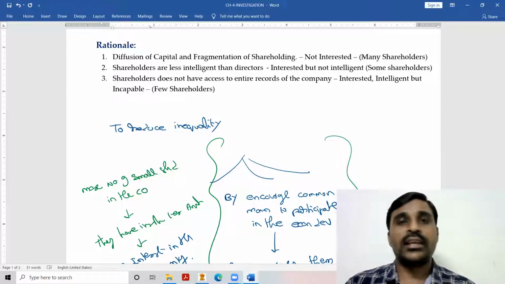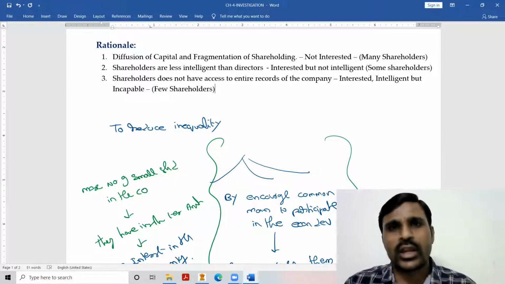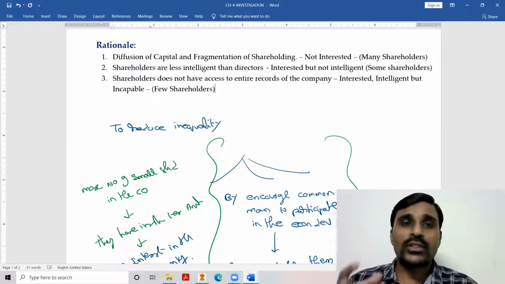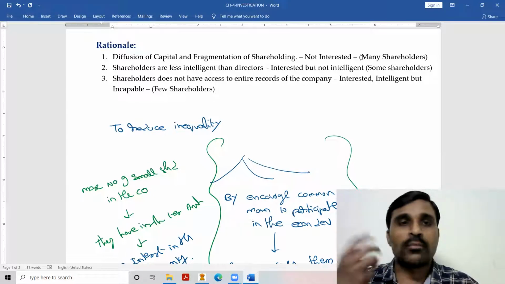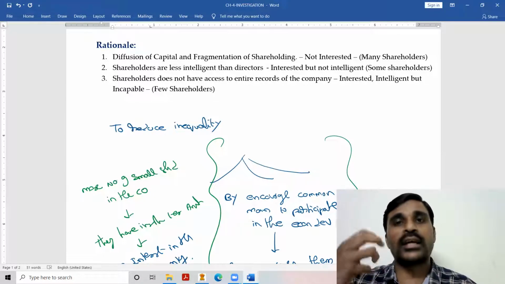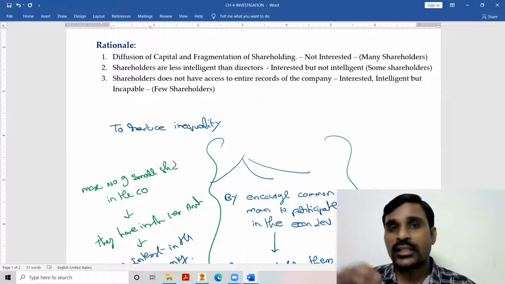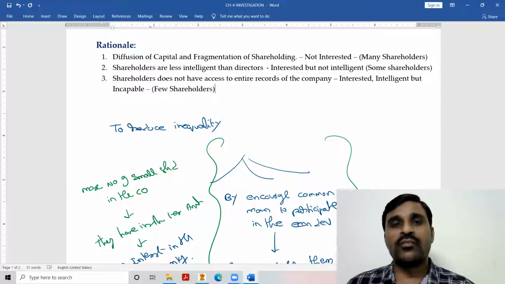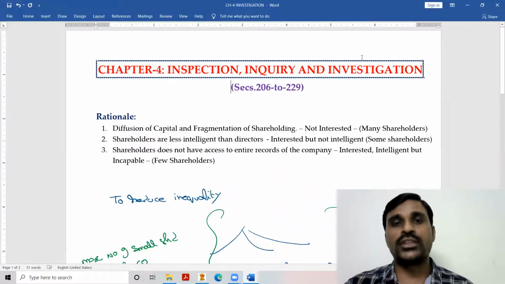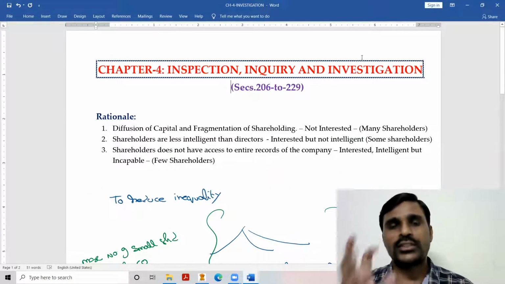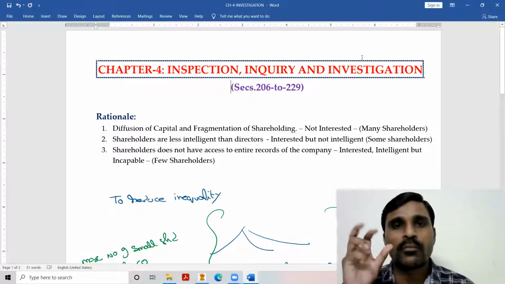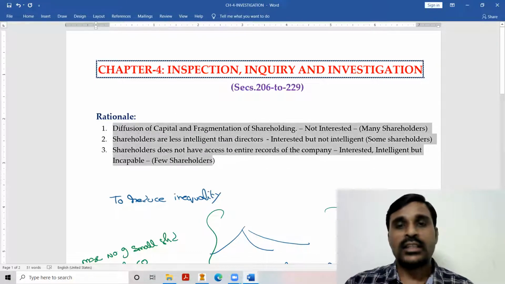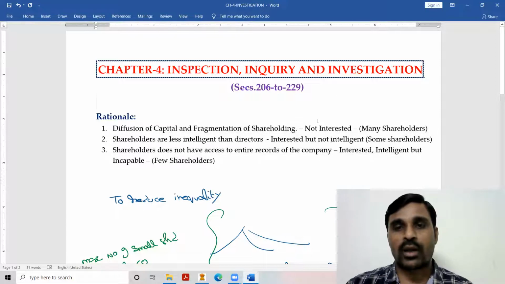Because of these three reasons together, directors get enormous opportunity to commit misconduct or misappropriate the assets or funds of the company. This results in more corporate frauds and more investigations. That is where the importance of this chapter comes from. These are the three reasons for more corporate frauds.